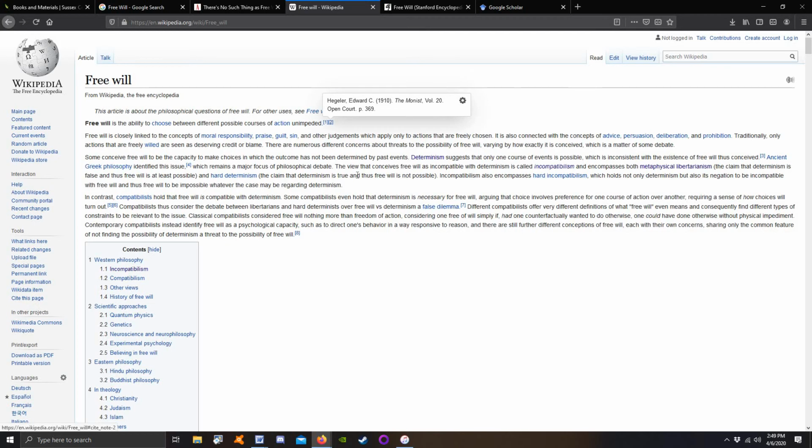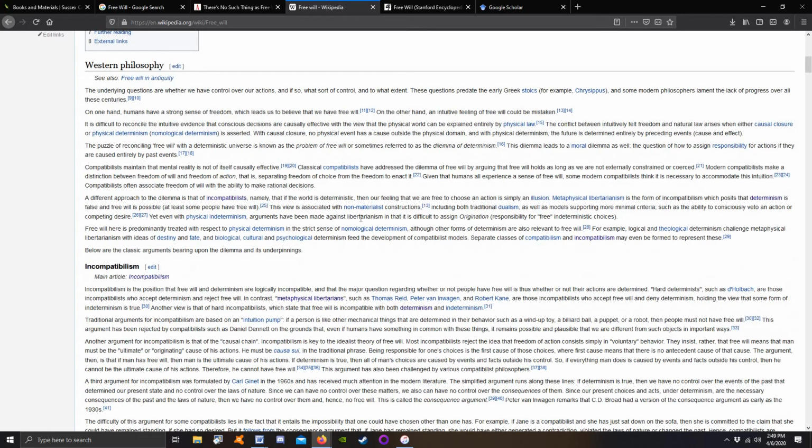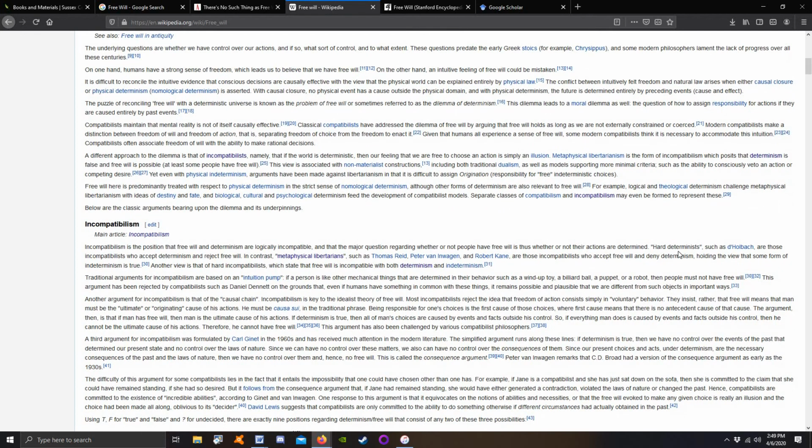It has references. So if you go to this discussion of incompatibilism or compatibilism, you will find references to different philosophers. Incompatibilism is the position that free will and determinism are logically incompatible. Hard determinists such as Dolbach are those incompatibilists who accept determinism and reject free will. In contrast, metaphysical libertarians, like we said, such as Thomas Reid, Peter Van Inwagen, and Robert Kane, are incompatibilists who accept free will and reject determinism.